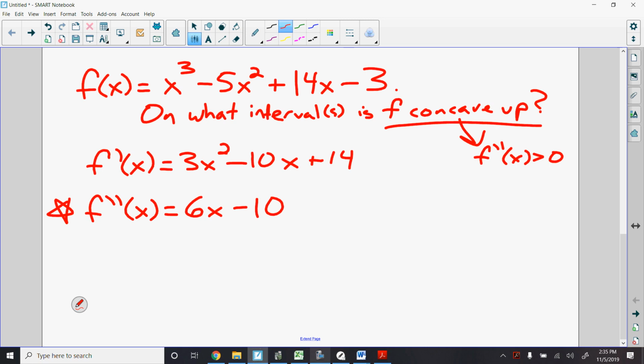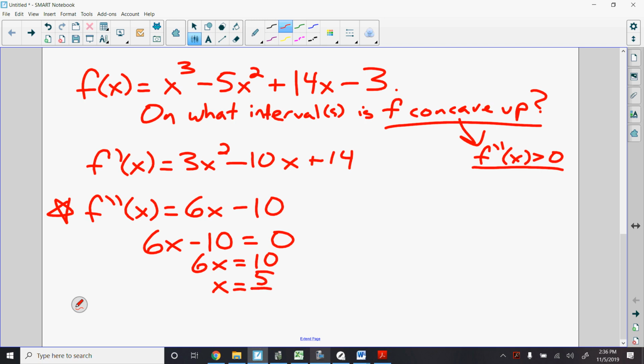And again, I need to determine on what intervals that second derivative is positive. To figure out where the second derivative is positive, I have to first figure out where the second derivative is equal to 0. So I'm going to set this equal to 0 and solve. Okay. So 5/3 is when my second derivative equals 0. By the way, will that be an inflection point? Well, we don't know until we test it.